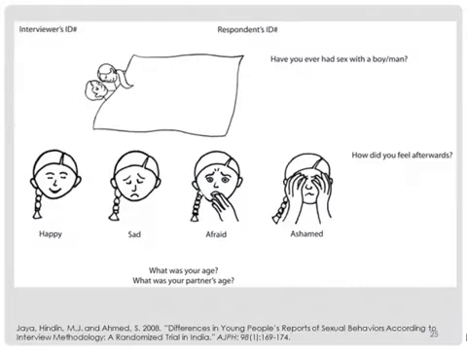And so this is an example of the respondent sheet to ask about sexual behavior. And she assures me that having a picture of a young man and woman in bed implies sex. And then the respondent was asked how they felt about this experience. And for the males, there were male faces, obviously, and for the females, female faces. And then she asked, what age was it when this happened, and what was your partner's age?